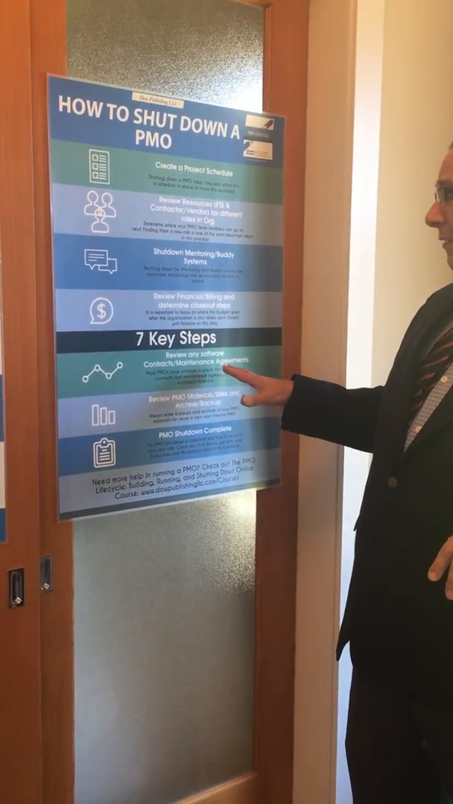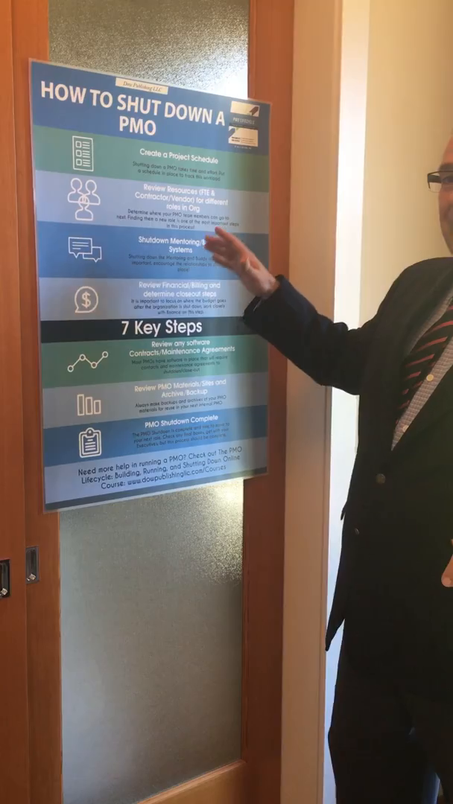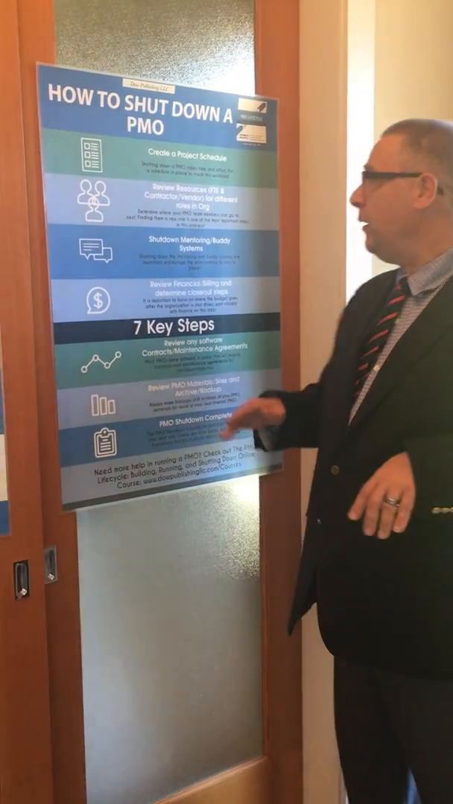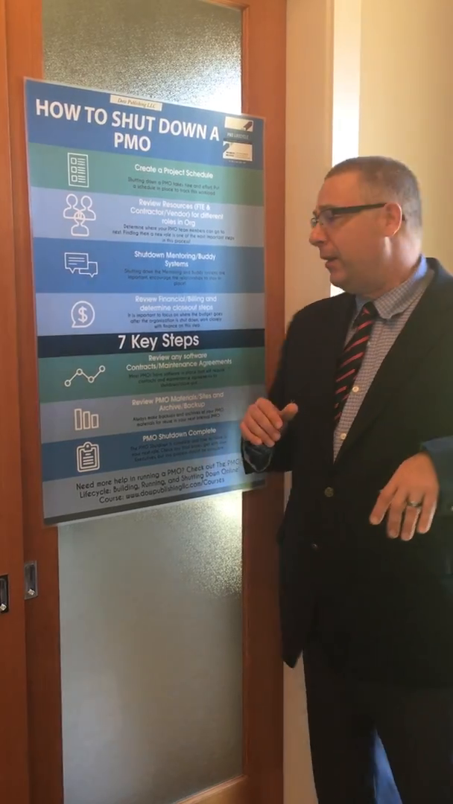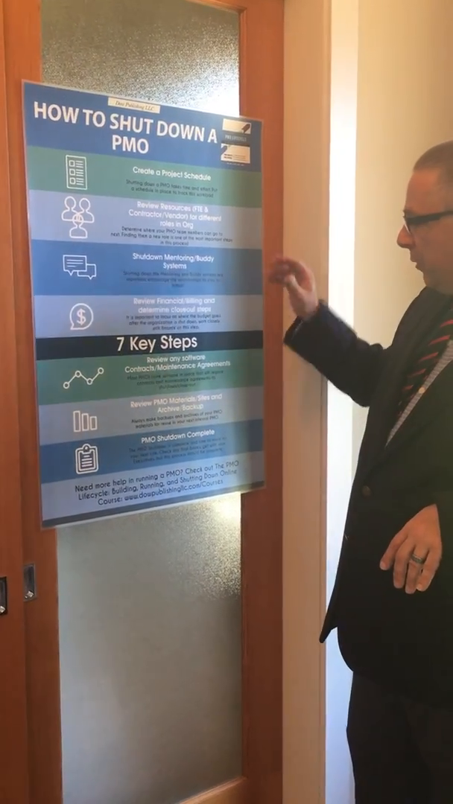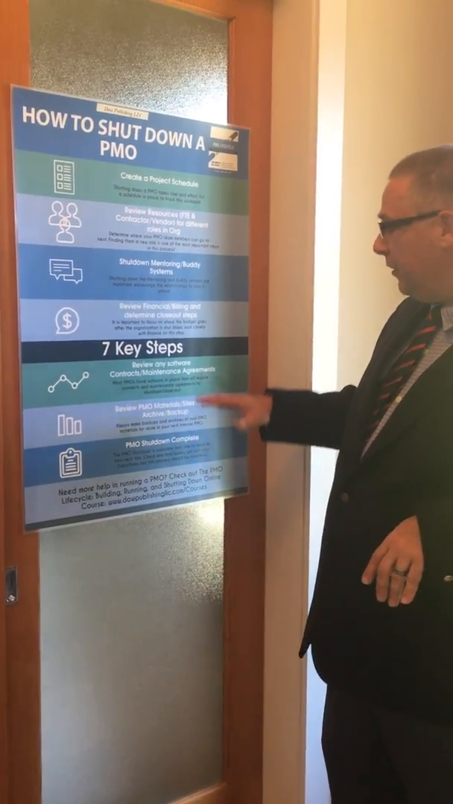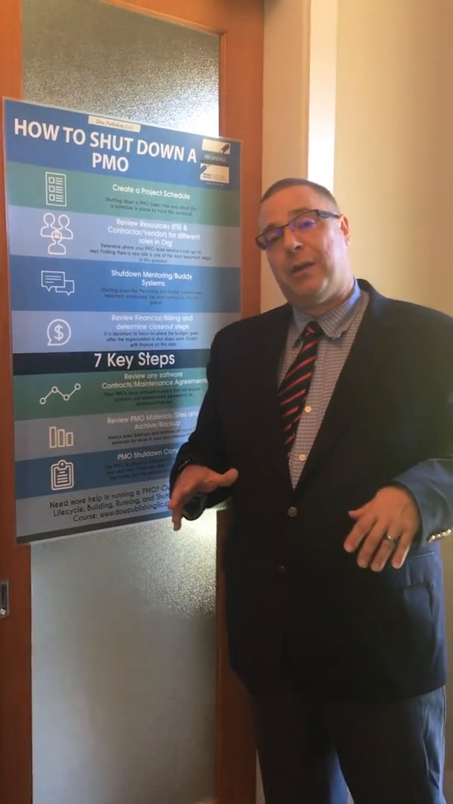There's 7 key steps. Creating a schedule, you gotta have a schedule. Reviewing your resources, that's a critical part of really shutting down a PMO. Financial, your buddy systems, backing the material up, and then finally your PMO shut down.